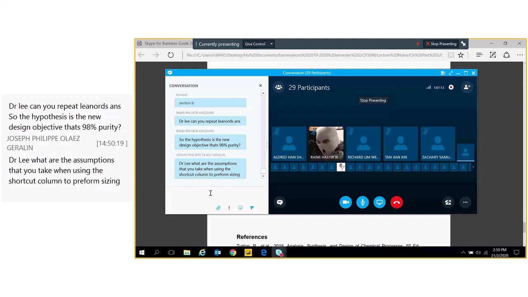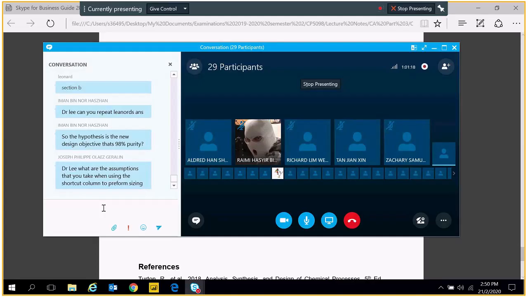Okay, what are the assumptions to take when using the shortcut column to perform sizing? So what do you think? What do you think would be the assumption?